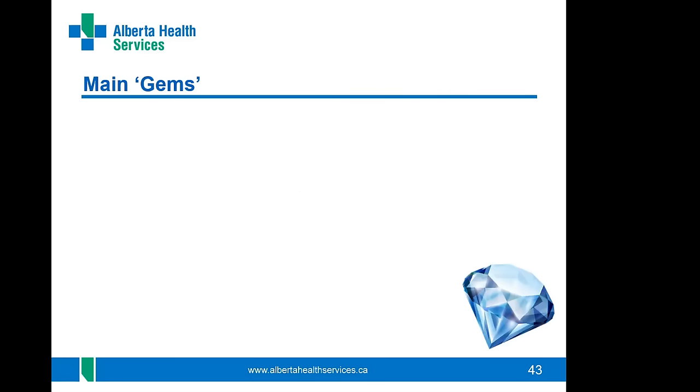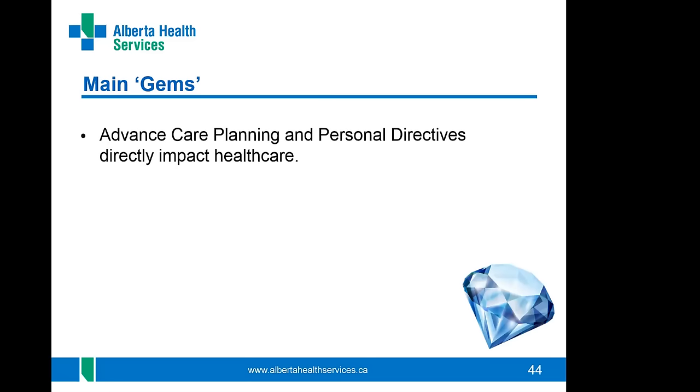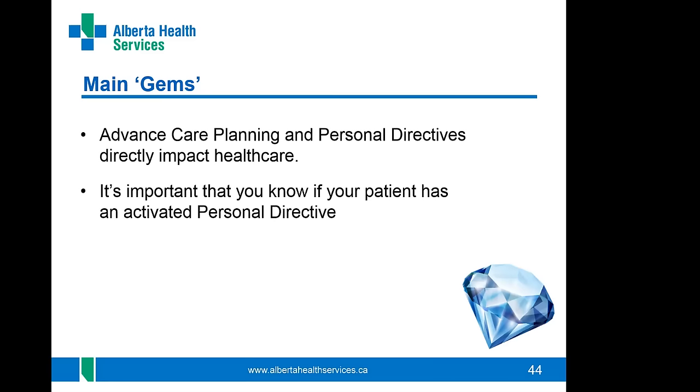So one of our main gems is that advanced care planning and personal directives are actually the forefront and the beginning of patient-centered care. It directly impacts whether we know what our patient wants. It's important that you know if your patient has an activated personal directive. Are you going to the agent for consent, or are you talking to the patient themselves? And do you know who that agent is?